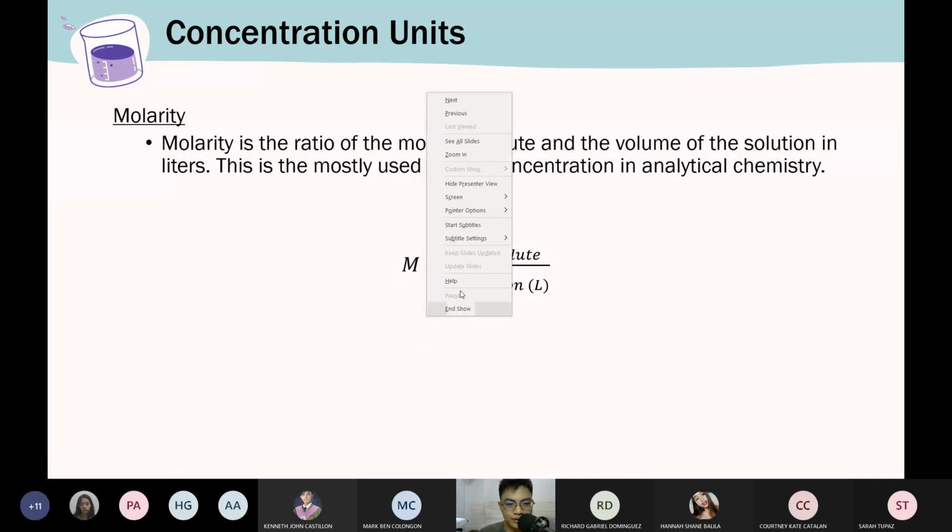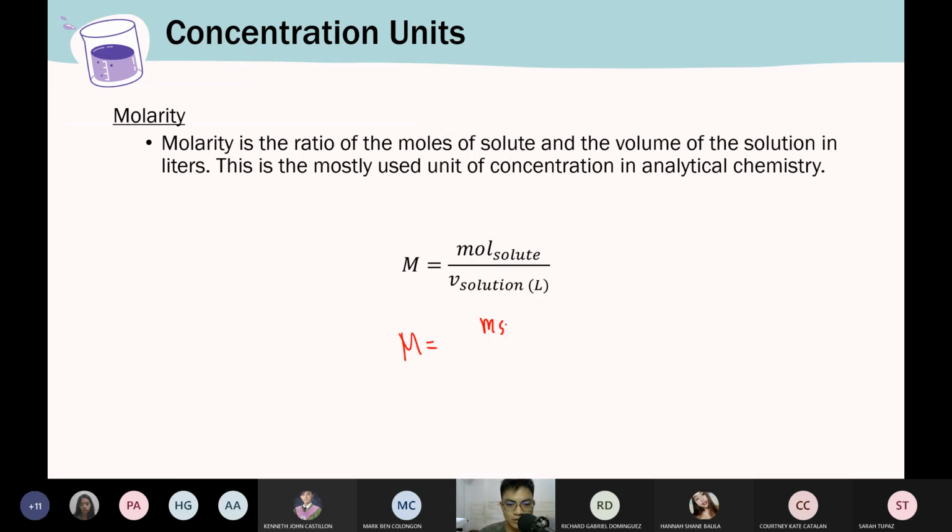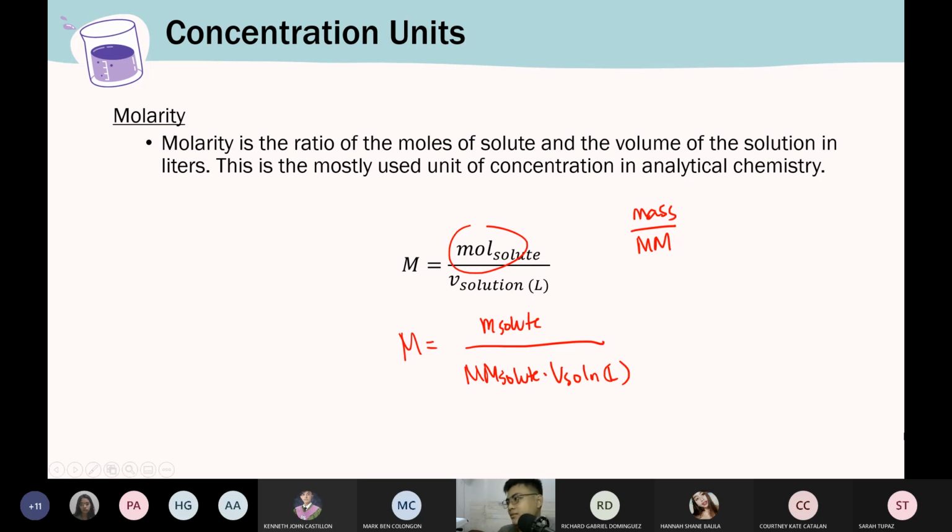into this equation. We can expand this further into M equals mass of solute over molar mass of solute times volume of the solution in liters, because we know that the mole of the substance is mass divided by the molar mass. So this is the expanded form of molarity, but in a sense it is the same. The idea is that the molarity of a substance is defined as the moles divided by the volume of the solution in liters.